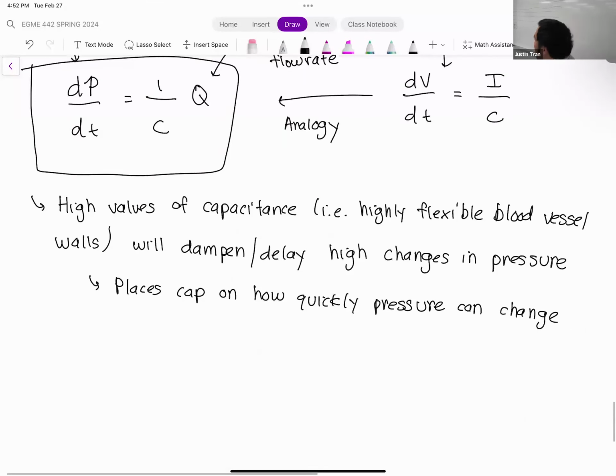So when we're doing modeling for the larger vessels, the capacitance is a really important property to account for.